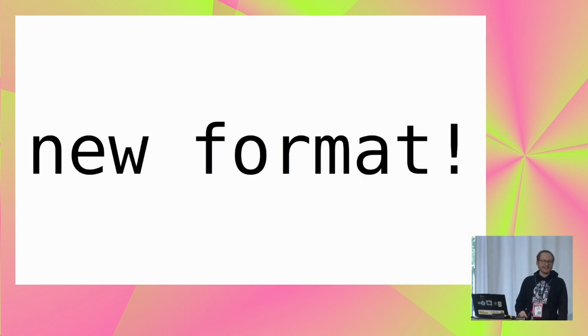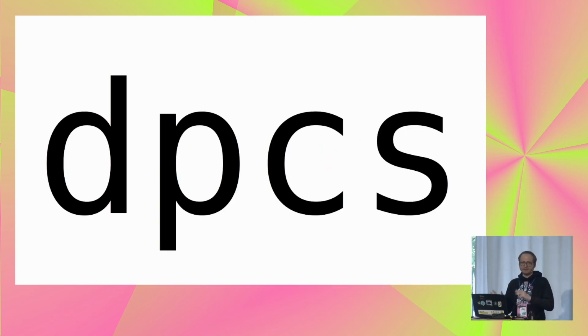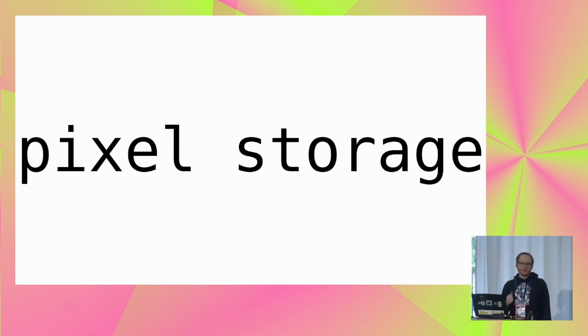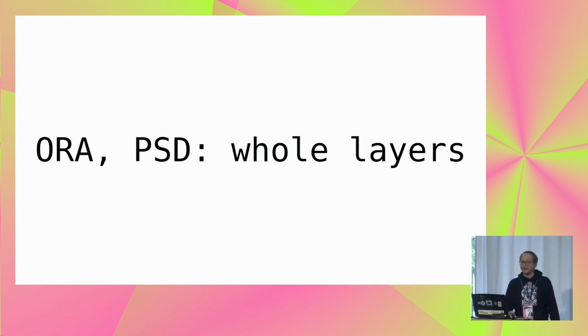So, new format time. I came up with a new format. I called it DPCS. I guess it stands for Drawpile Canvas State or something. I just picked something that didn't seem to have an extension used by anybody else. And the first thing I looked at was pixel storage, since that's the biggest thing in a raster image program and the thing that takes up the most space and the most time.